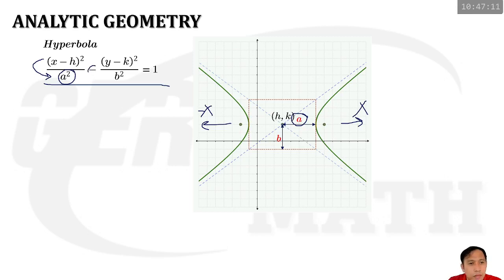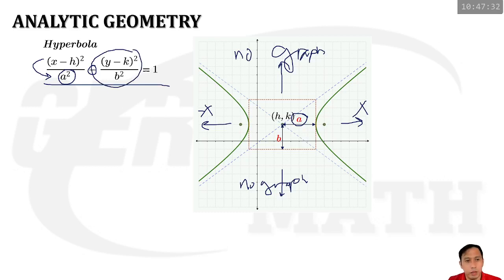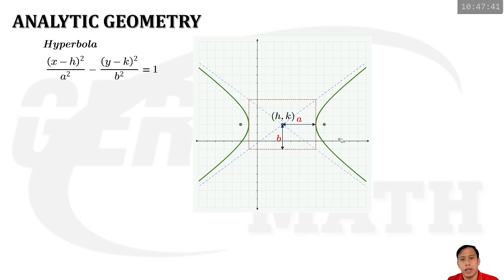And that is the positive term. The negative one is the term where there is no graph. No graph here, that's why it has a minus. So that is the equation of the hyperbola, and this is the orientation, this is the drawing.